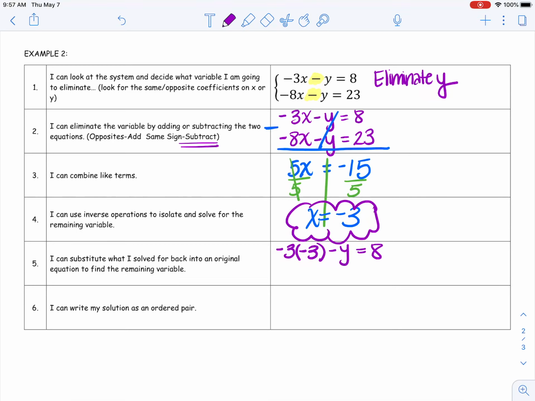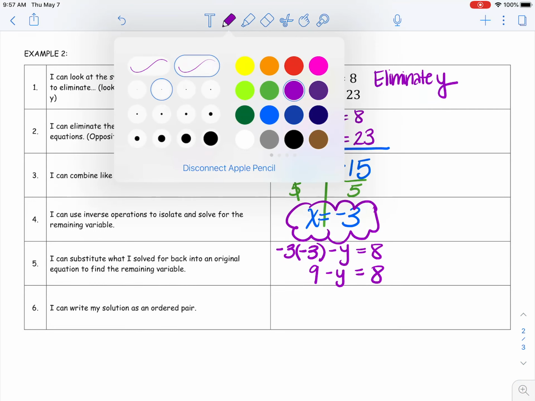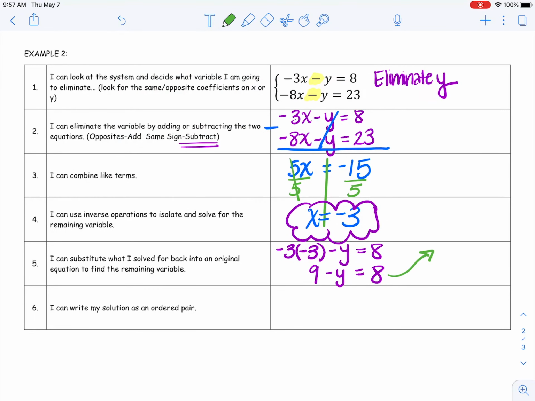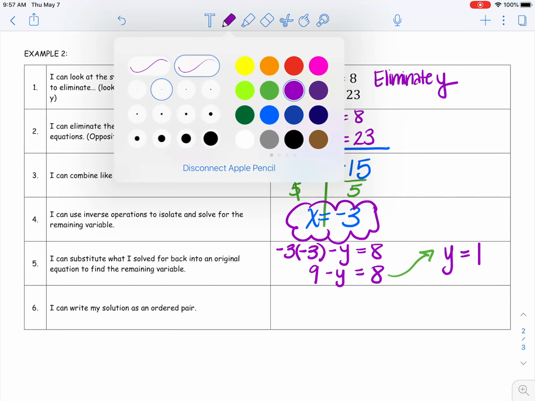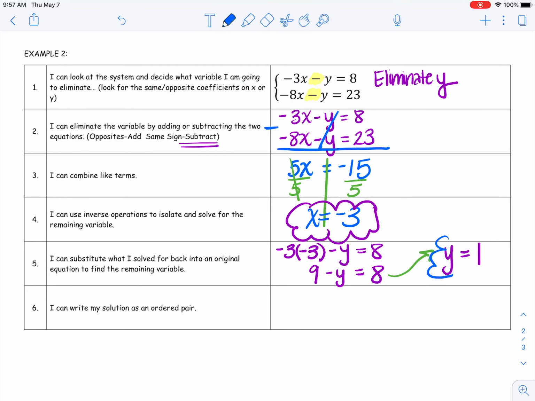Okay. Negative 3 times negative 3 gives me 9. 9 minus y equals 8. And you could solve for this, but I think that it's pretty clear that y is going to be 1 because 9 minus 1 is 8. Okay, so you could use inverse operations or you could just use number sense. Okay, so my ordered pair, x is negative 3, y is 1, and you are done.